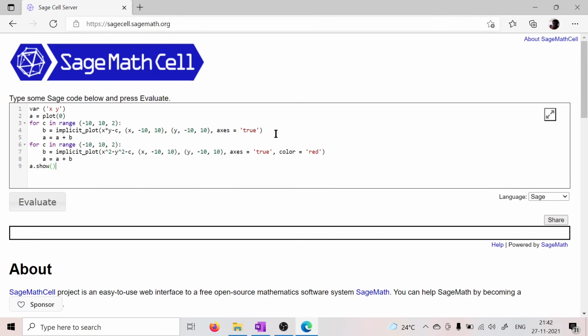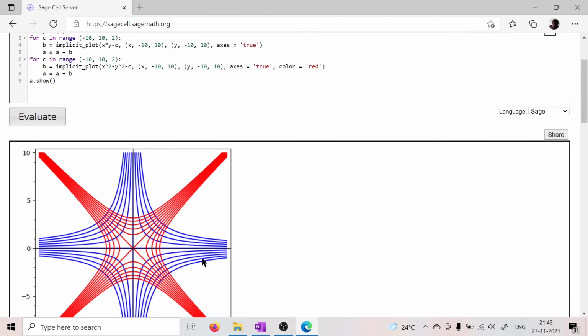And we can see here that the first set of graphs will be in blue color, that is the default color, and the second set of graphs, which are the orthogonal trajectories, will be in red color. Similar logic as in previous problems has been used to write this code. So if we press evaluate now, the original family of curves and the orthogonal trajectories will be plotted in different colors. These blue ones are graphs for xy equal to c for various values of c.